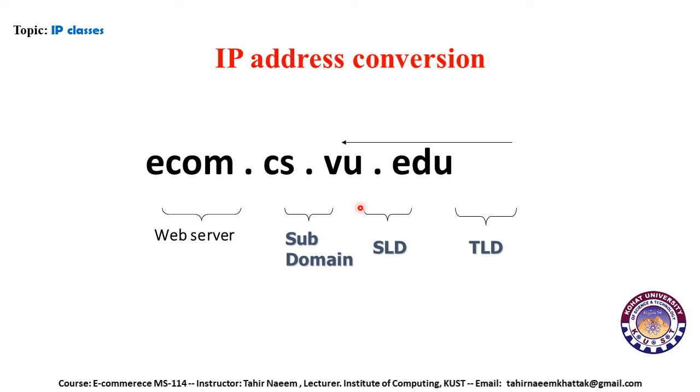The third is the second level domain. SLD stands for second level domain, while EDU stands for top level domain. Top level domain is basically the category it belongs to. It belongs to the education category. In the education category it belongs to Virtual University, in Virtual University it belongs to computer science, and in computer science it belongs to e-commerce. So this is the address scheme.